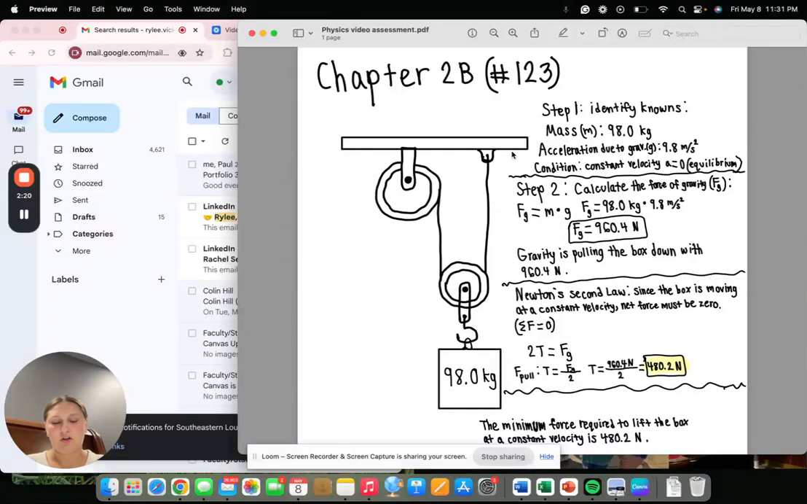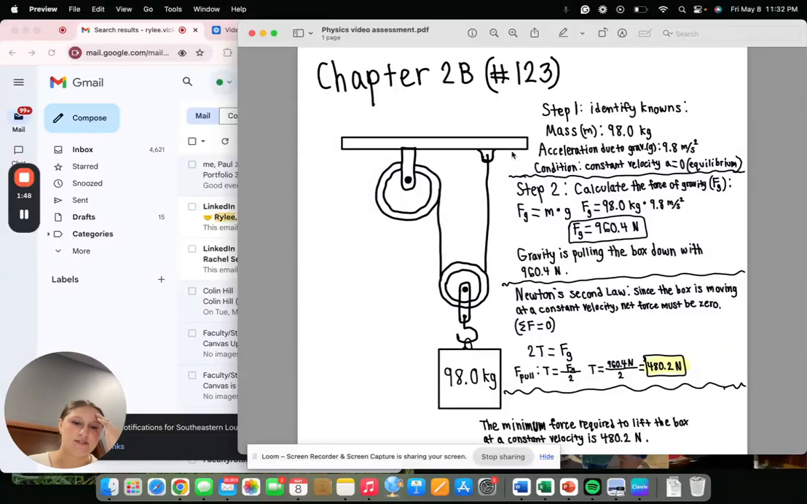So looking at the diagram, there are two rope segments pulling up the box. This means the upward force is going to be doubled tension, 2T. And once again, with Newton's second law, since the box is moving at a constant velocity, like the problem says, net force must be zero. So I put sigma F equals zero.